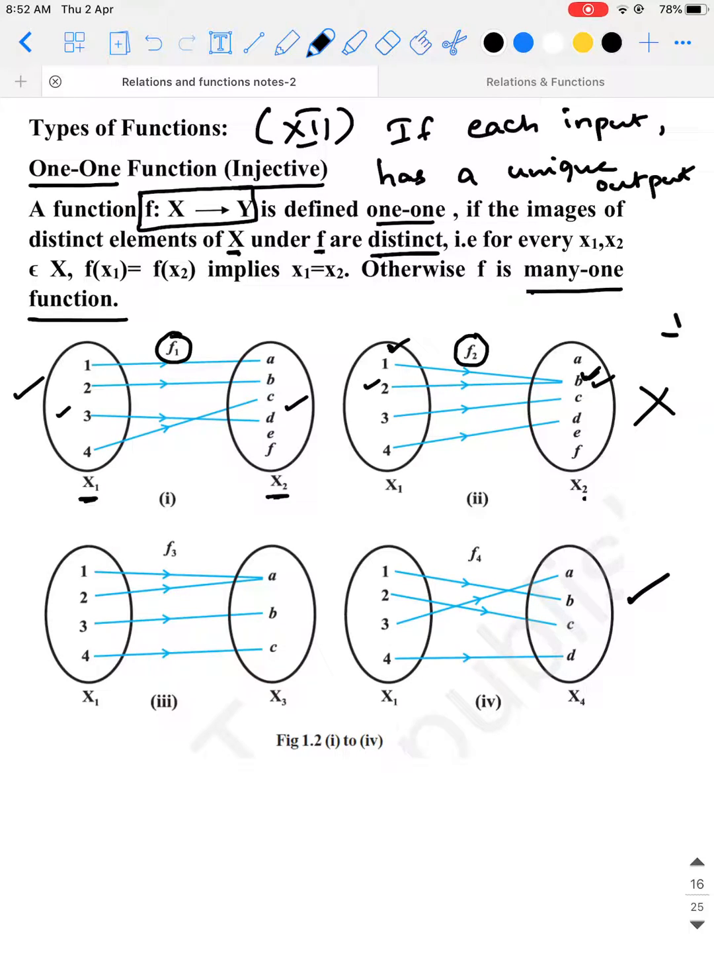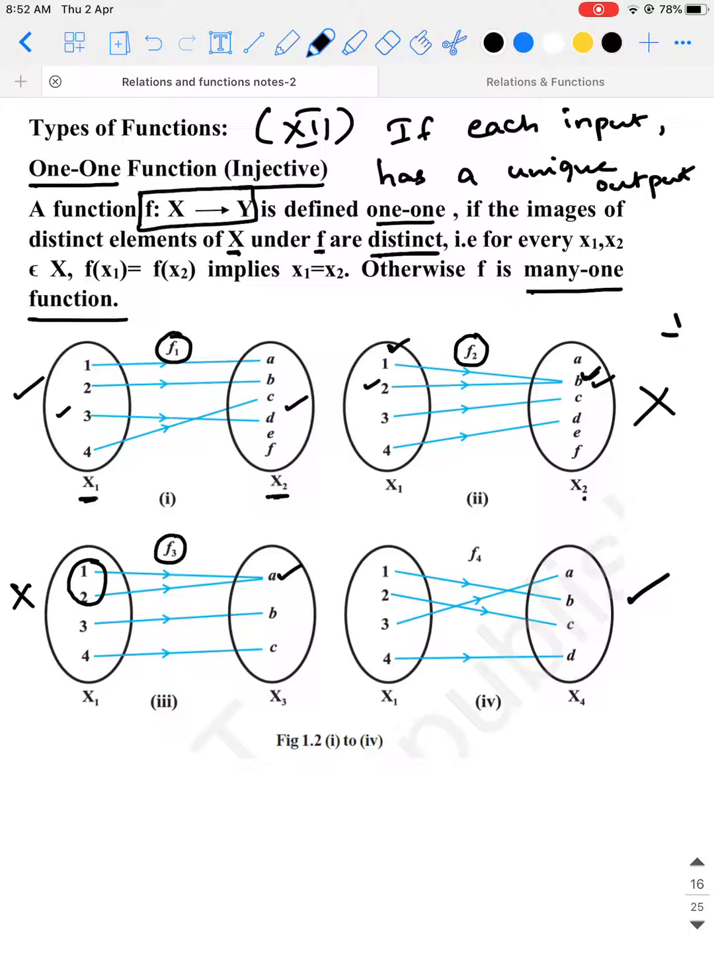Now similarly, look at the function f3. 1 is related to a, 2 is also related to a. Since two inputs have the same output, this is also not a one-to-one function. It is a many-to-one function, meaning many inputs are related to one particular output. That is the meaning of many-to-one.